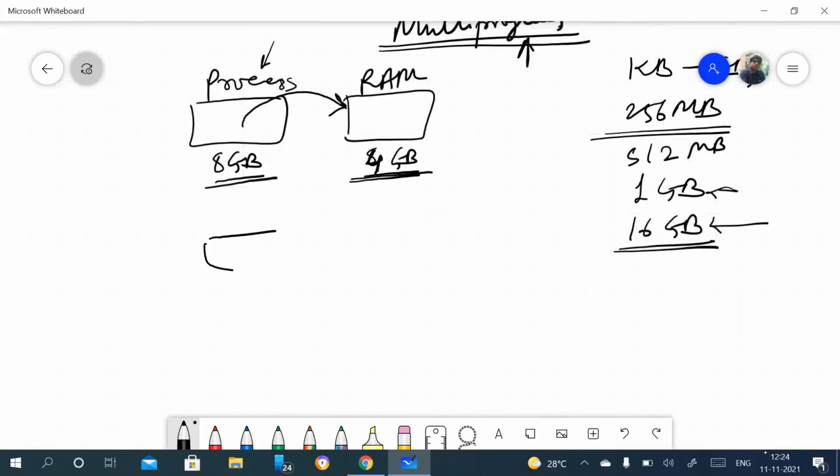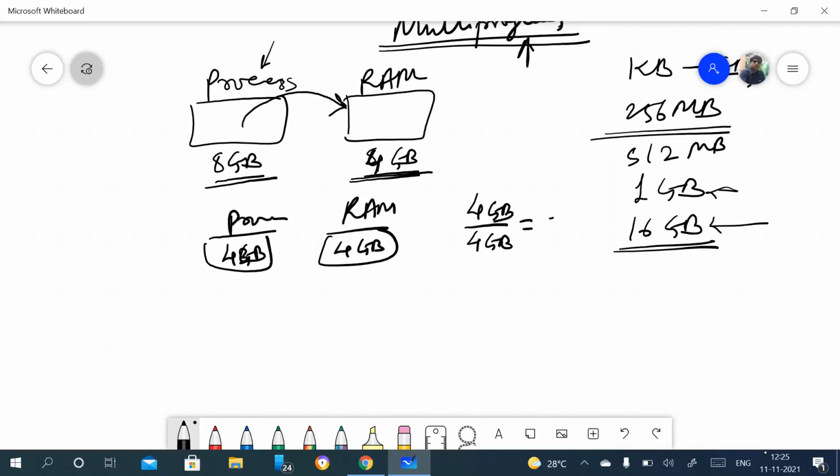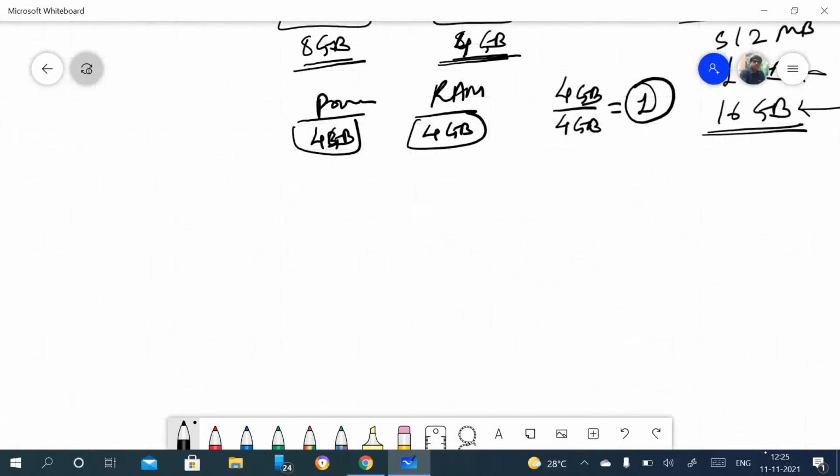But suppose this is a process and it's 4 GB and RAM is also 4 GB. Then how many processes can we bring into this? So 4 GB by 4 GB, so we can say one. So one process we can bring into the primary memory, right?